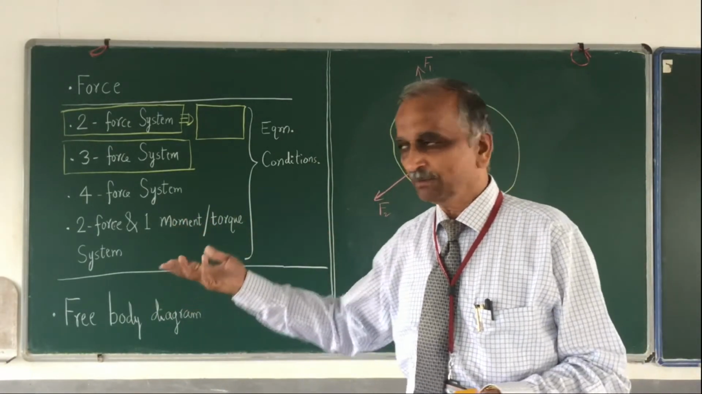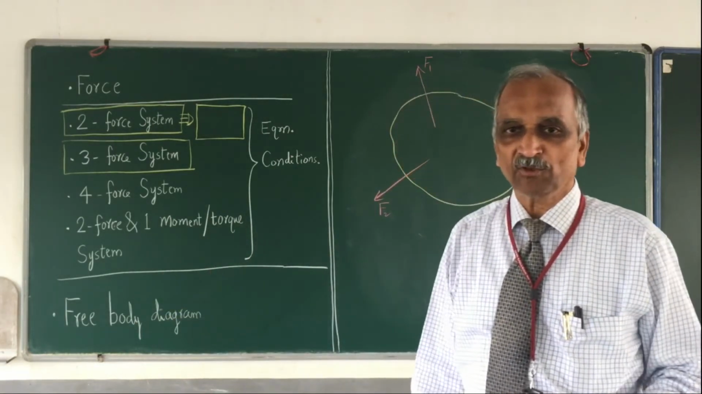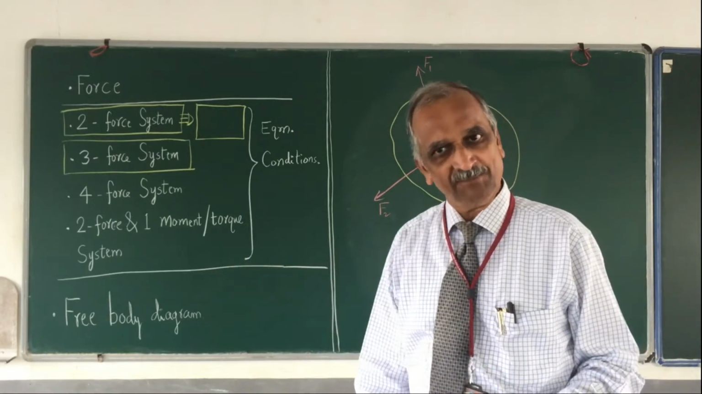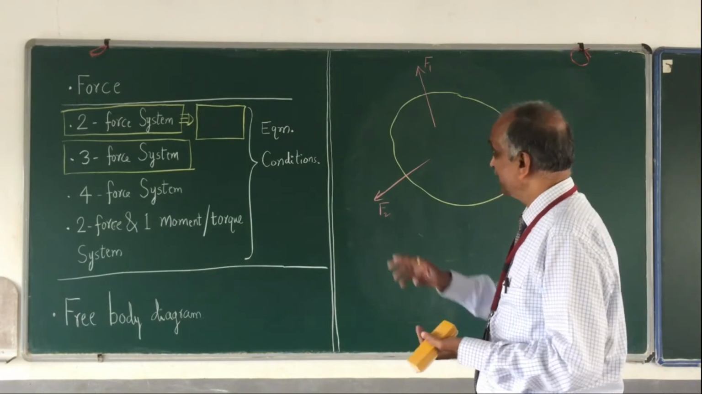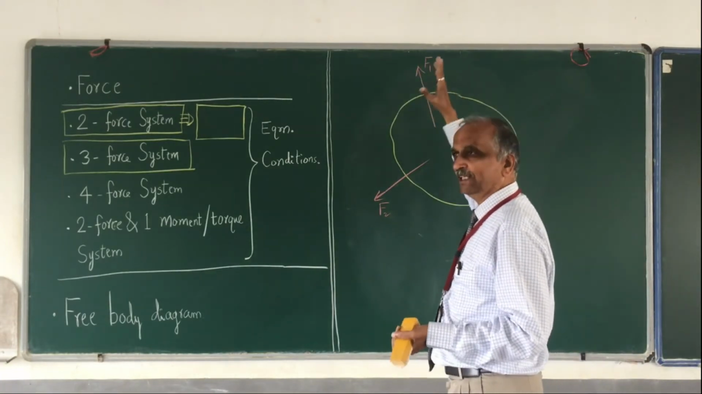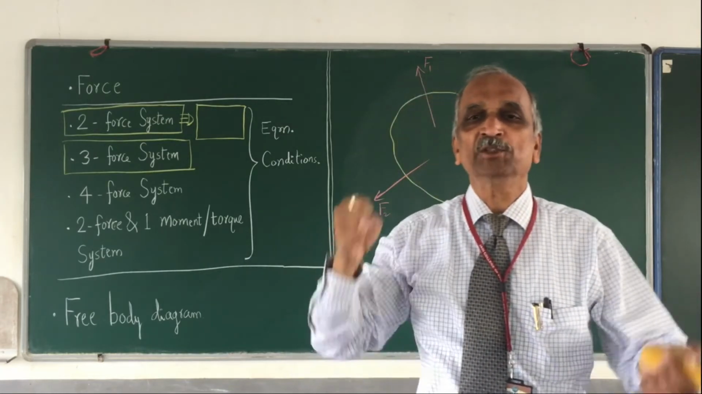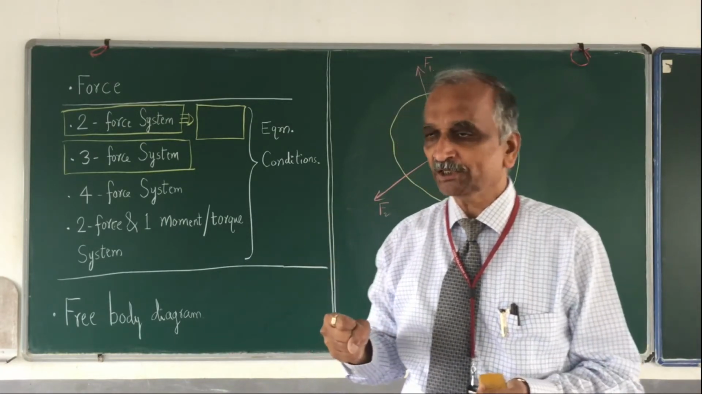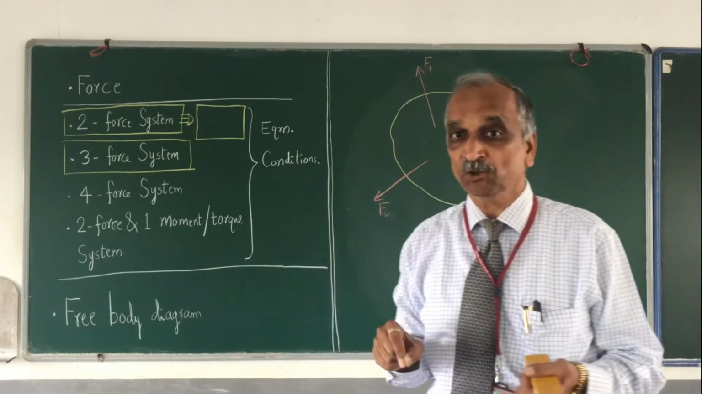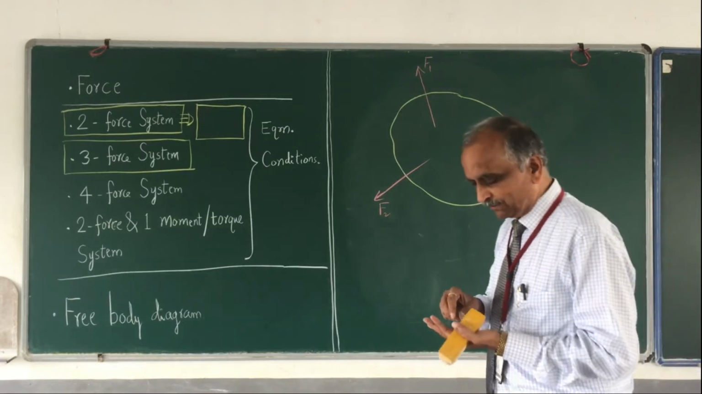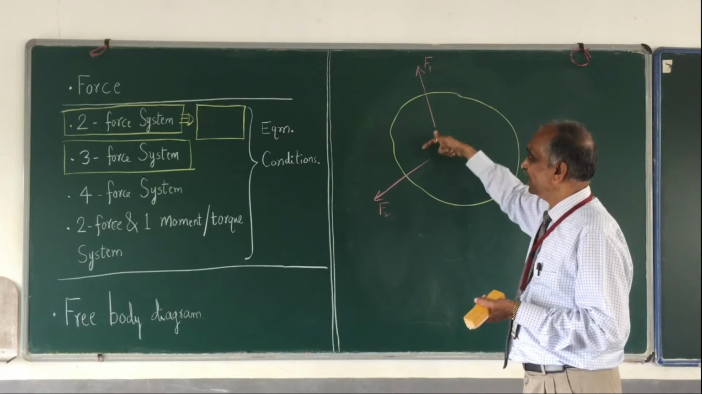How can you find it out? If you have only two, then you can use the law of parallelogram of forces, or you can add them vectorially and find the resultant. I don't want to find the exact magnitude of the resultant, but I want to know where it is going to act. Where is the resultant? What is the point through which the resultant will pass? That can be easily found by getting the intersection of the lines of action of the two forces.